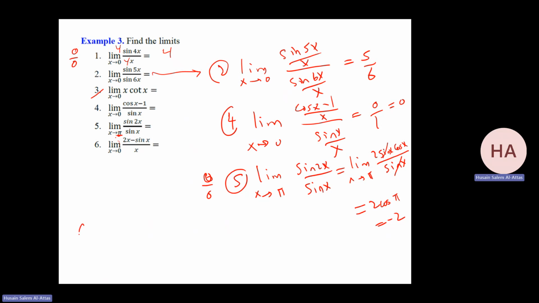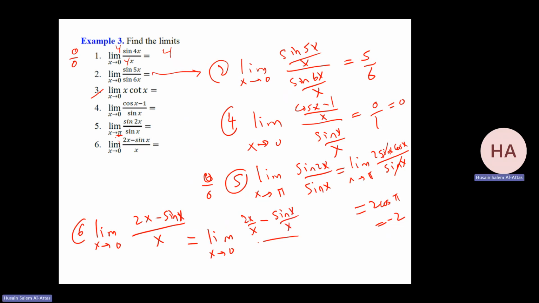Okay, last one. Limit as x goes to 0 of 2x minus sine x over x. What is my first step? Divide by x. Let me do it in steps. I have 2x over x, minus sine x over x, all over x over x. Now this is 2, so I have 2. This one goes to where? Goes to 1. So I have 2 minus 1 over 1. The answer is 1.